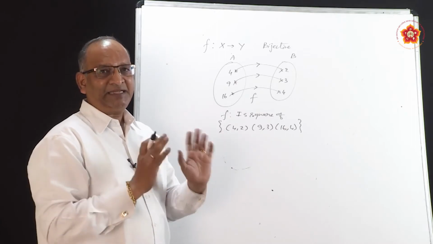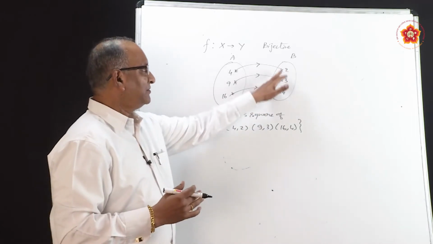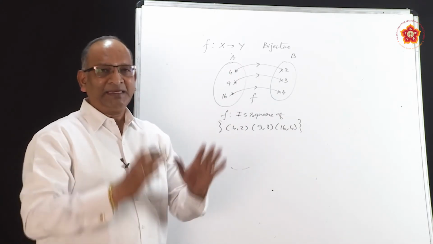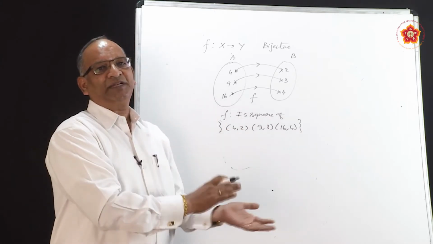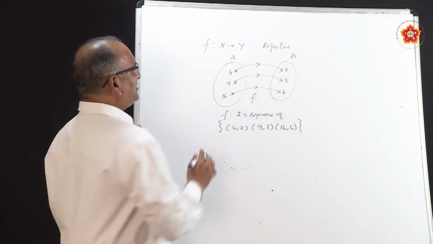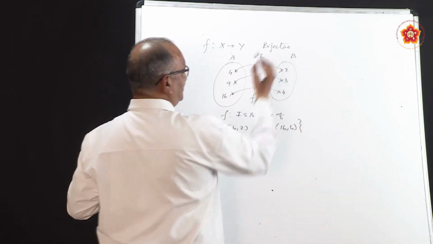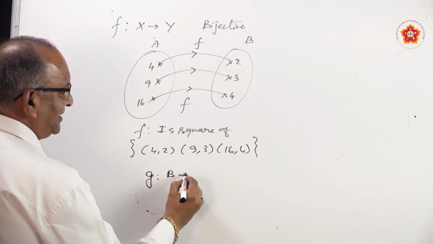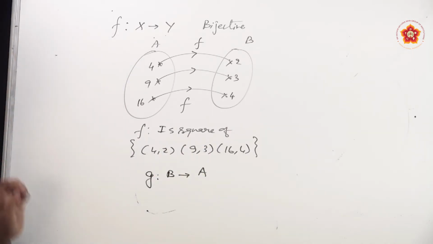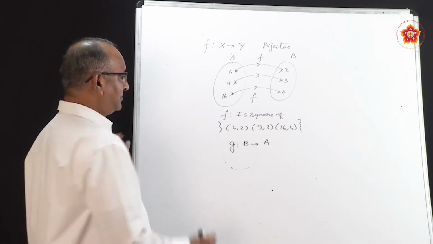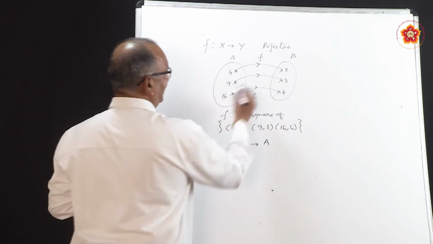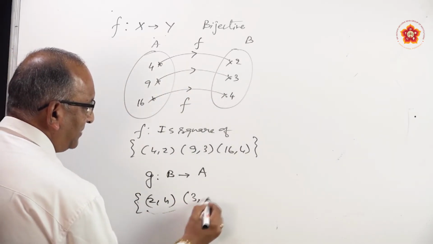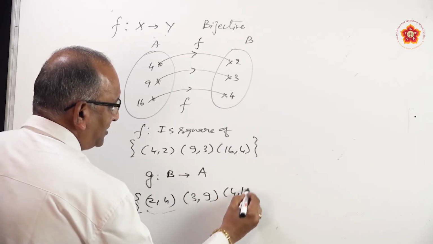What is the range? Range means those elements which are images. You can see that the same elements are images. So, the codomain and range both are the same. In such a situation only an inverse function is possible. So, if f is a function from set A to set B, we can say that g is its inverse if there is a function from B to A. How do you write it? You take the opposite. You can say that 2 has got image 4, 3 has got image 9, 4 has got image 16.